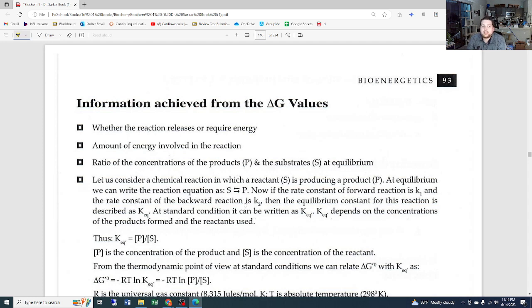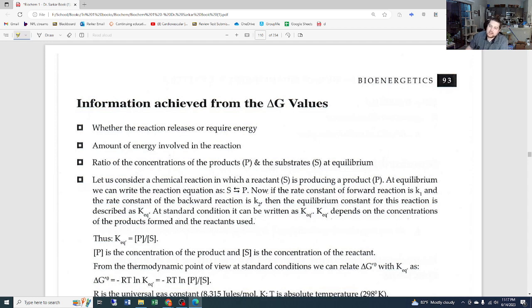Okay. The amount of energy involved in the reaction as well as what delta G tells us, and the ratio of concentrations of the products and the substrates at equilibrium. So let us consider a chemical reaction in which a reactant S is producing a product P. This S is different than entropy, okay? This is a different thing that we're talking about, so don't get confused by that. At equilibrium, we can write the reaction equation as S goes to P and P goes to S, so they can go back and forth.